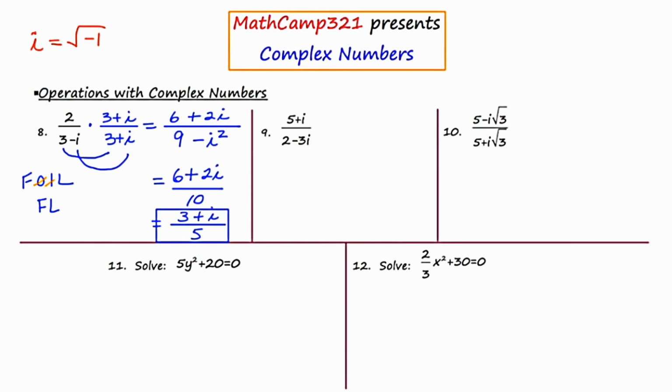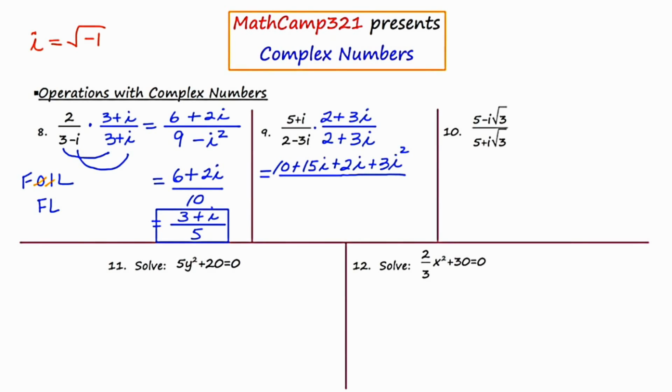Okay, let's take a look at example 9. Once again, in number 9, I've got a quotient, and I have i in the denominator, which means I'm going to need to rationalize using what's called the complex conjugate. The complex conjugate in this case would be 2 plus 3i. Now, upstairs, I've got a binomial times another binomial, so I'm going to need to FOIL. First will be 10. Outer will be 15i, inner will be 2i, and the last product will be 3i squared.